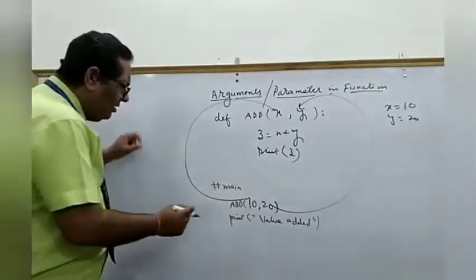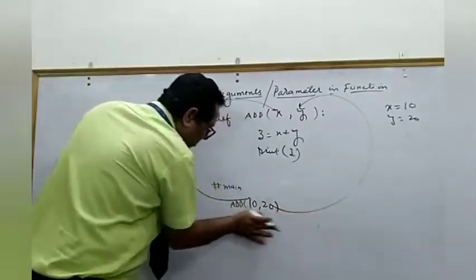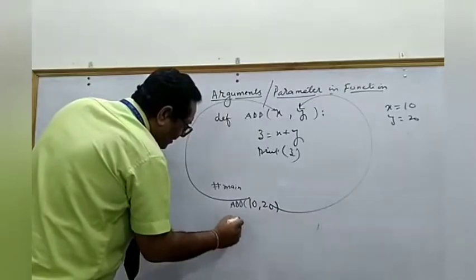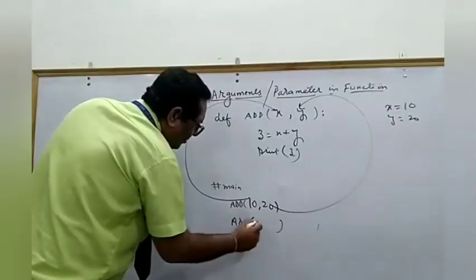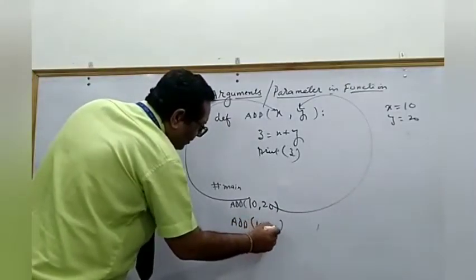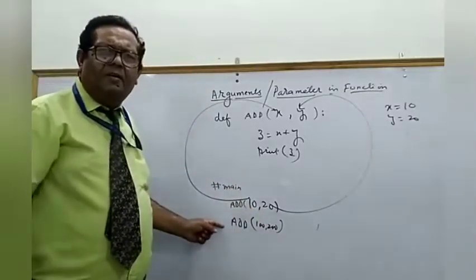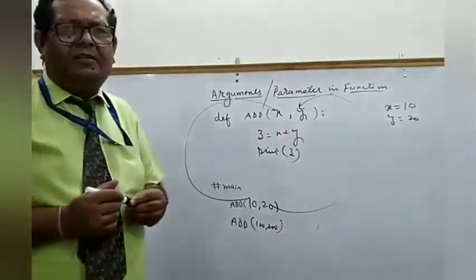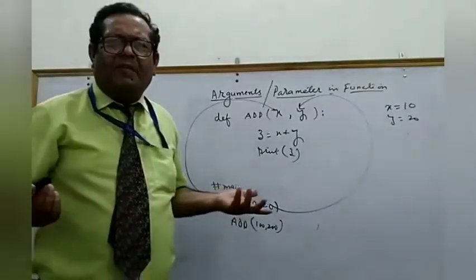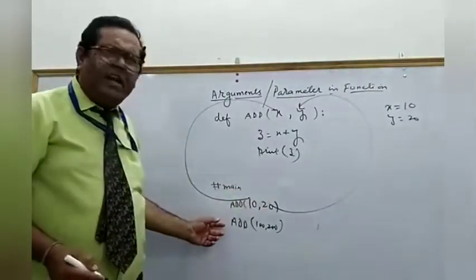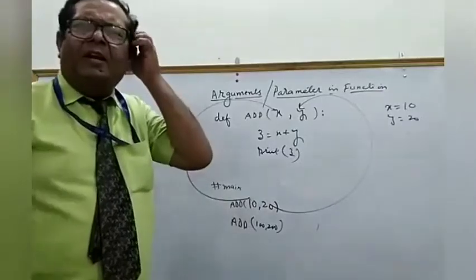Suppose I am going to call this function again, and now I am going to pass, suppose, 100, 200. So this function is called again. Now this thing I told you in the last class. You can call a single function as many times as you need. So again I have called this function add, but this time I want the function to add 100 and 200.